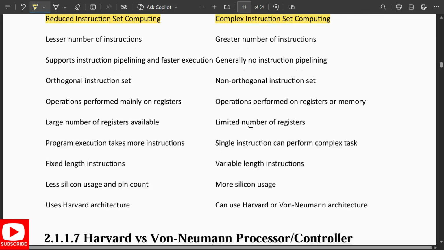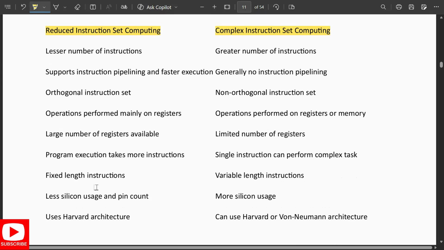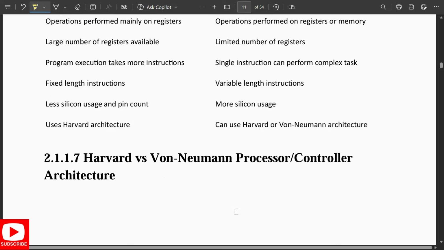RISC has a large number of registers available, CISC has a limited number. In RISC, program execution takes more instructions, but in CISC a single instruction can perform complex tasks. RISC has fixed instruction length and less silicon usage and pin count, CISC has variable instruction length and more silicon usage. RISC uses Harvard architecture, while CISC can use any of the architectures.